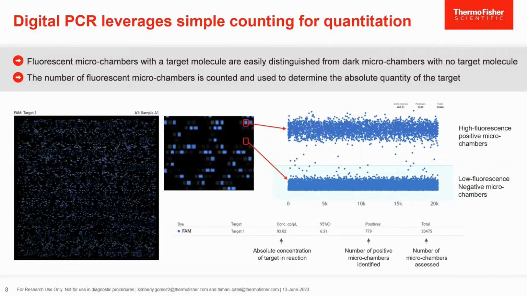On the left, we see a fixed digital PCR array post-amplification consisting of approximately 20,000 individual microchambers. On the right, we see a typical one-dimensional scatter plot, a commonly used graphical display of digital PCR data. Each dot on this plot represents the relative fluorescence of a single microchamber. All dots located above the threshold are considered positive for the target, while those below are considered negative.